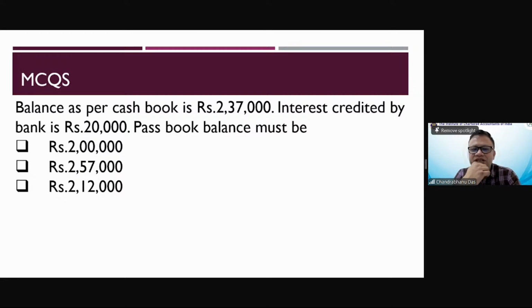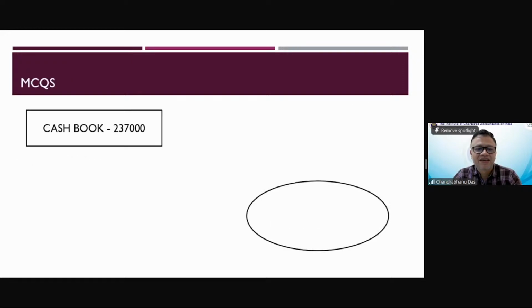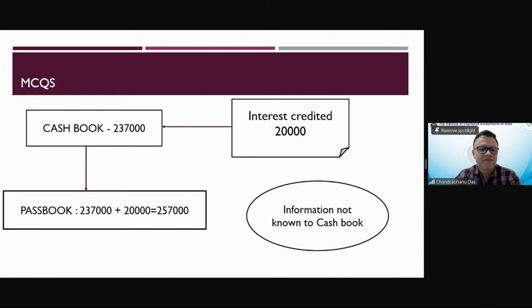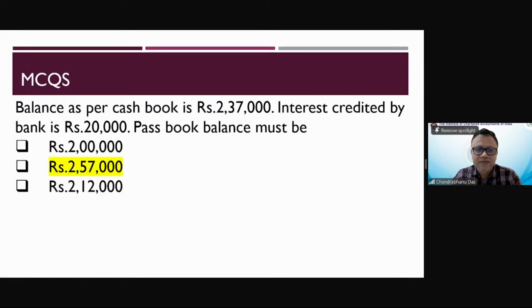Balance as per cash book is 2,37,000. Interest credited by bank is 20,000. Now, what is the passbook balance? Similarly, if you think of passbook balance, passbook is where the bank transaction should be added, because this information is not known to cash book, but it is known to the passbook. So, passbook should add this 20,000 to the balance of 2,37,000. It should add back and get 2,57,000. So, the passbook balance is 2,57,000.